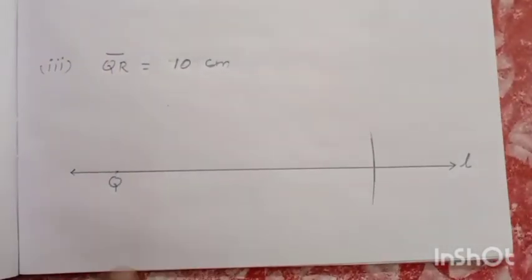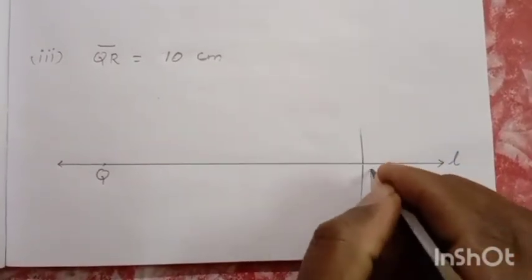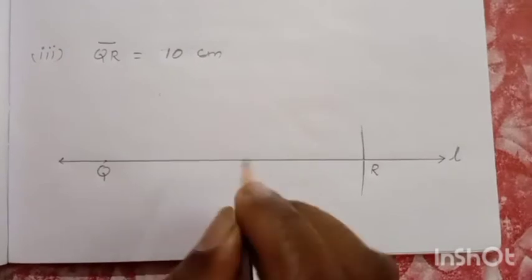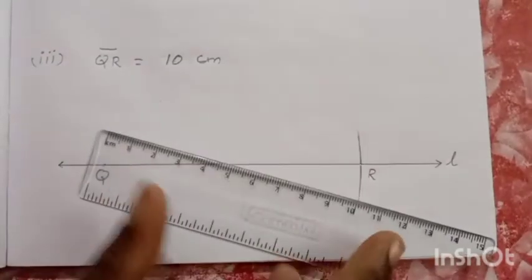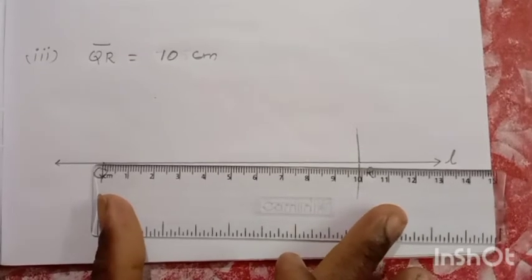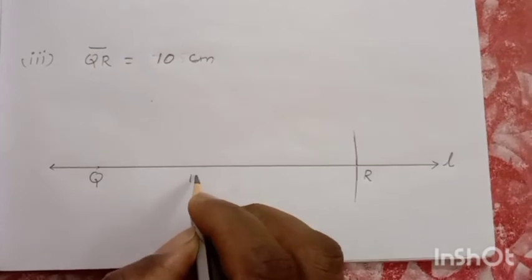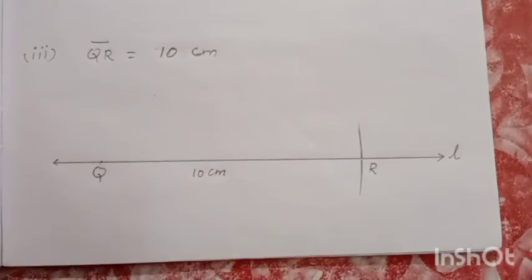Okay, the intersecting point is R. Yes, students. So now you have to measure with the help of the ruler. What is the meaning of ruler? Scale. Yes, it is 10 centimeter. Okay, students.